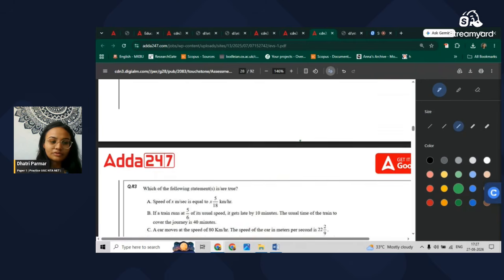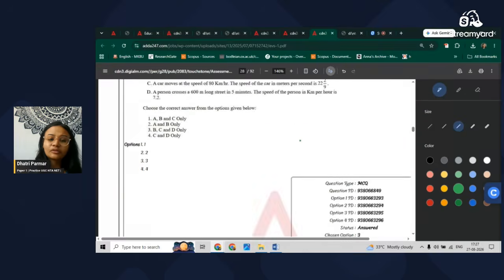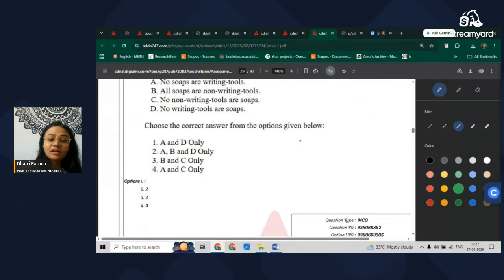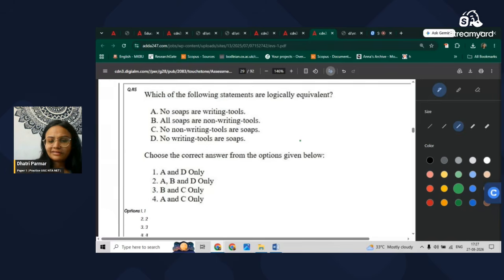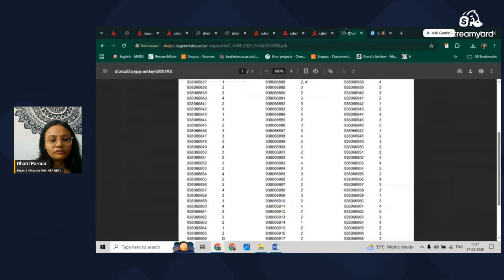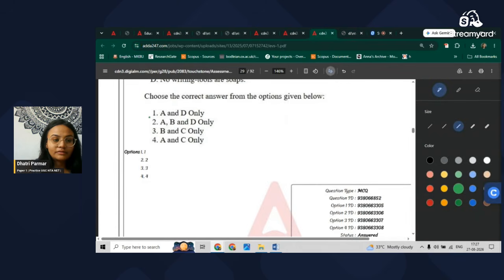Moving to the next question, which is again from mathematical aptitude, and that's why we are skipping it. Which of the following statements are logically equivalent? No soaps are writing tools. No writing tools are soaps. All soaps are non-writing tools. So A, B, and D is there. 6852. Yeah, and we are right.